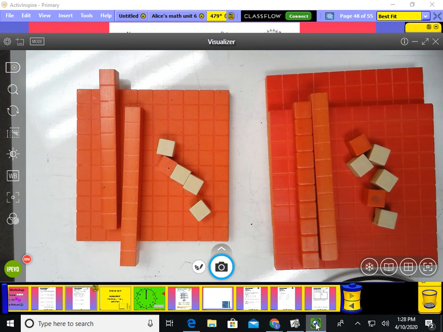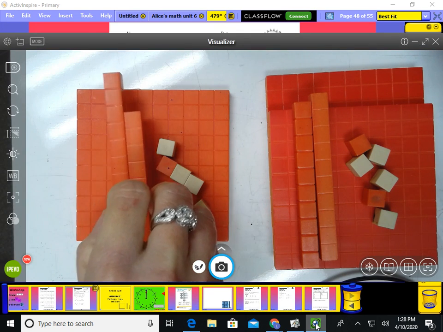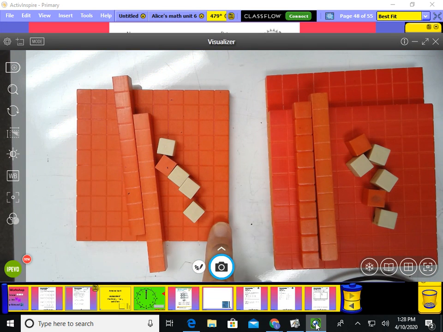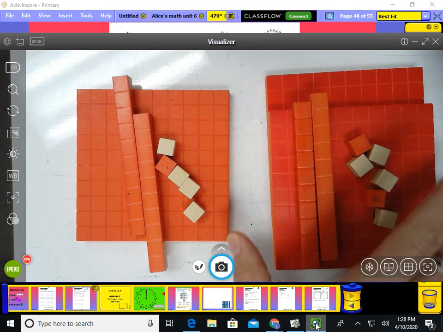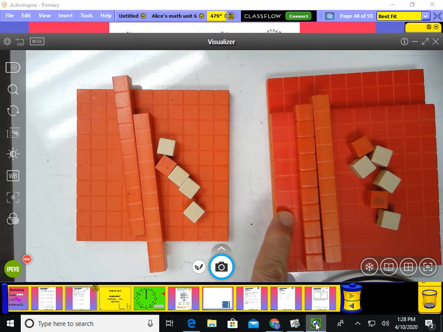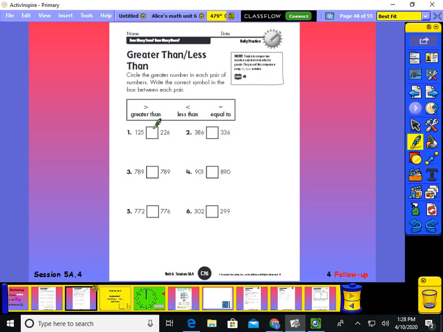So I have 100 here, and I have 200s here. Camera kind of froze up. All right, so if I don't create another 100 with skinnies and bits, and this number never goes over 200, there is no way that 100 could be more than 200. So this number is greater than this number. So when we come back over to our page, we're going to put our symbol in to show that 226 is greater than 125.